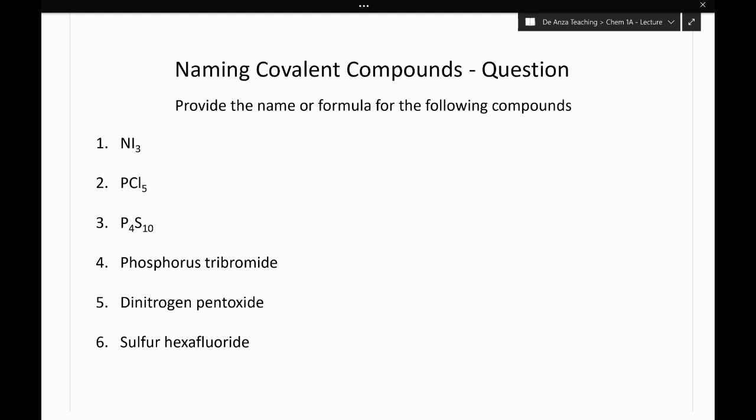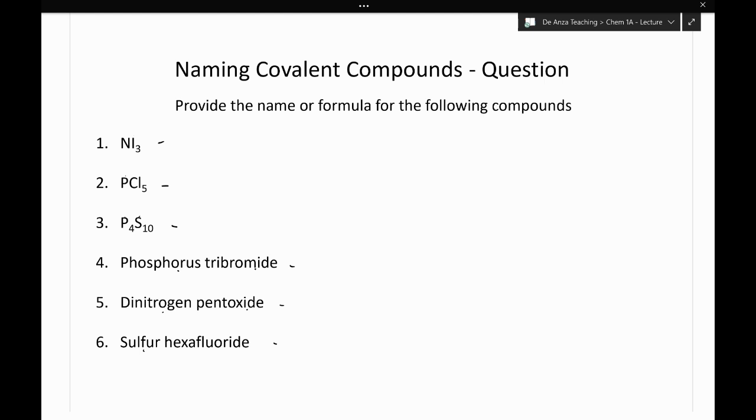All right, welcome back. In this case, I actually gave you compounds that were only covalently bound. So you didn't have to do that first check to see if you only have nonmetals, but you can still do that and see that in the first case you have nitrogen and iodine, the second you have phosphorus and chlorine, the third phosphorus and sulfur, fourth phosphorus and bromine, fifth nitrogen and oxygen, and sixth sulfur and fluorine. All of these are on that right side of our periodic table and they're only nonmetals.